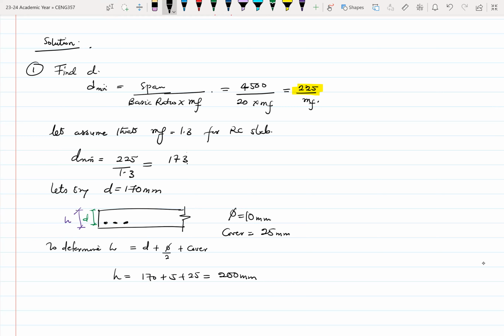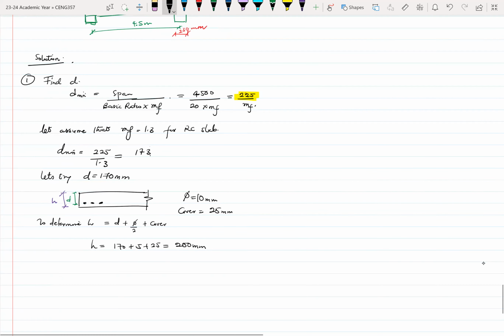Okay, so my H, which is the overall depth of the slab, right, is 200 millimeters. Okay. Why am I going through this? Because I need to calculate moments. All right. So to find moment, I need to know the overall depth of the slab. Okay.